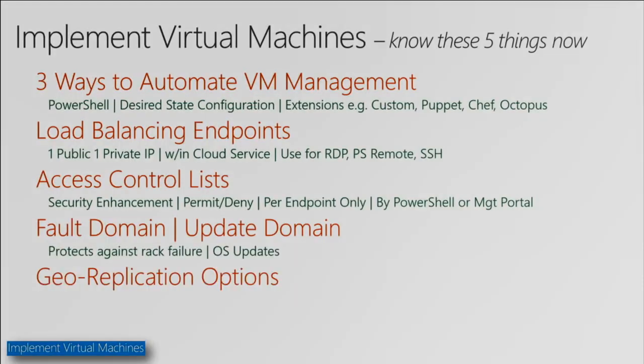Fault domains and update domains. Remember, the sort of question you'd get there is, what do they protect against? So the fault domain protects against physical hardware failure, and the update domain protects against OS updates and fabric updates underneath. It's not when you update your machines, it's when Microsoft update the machines underneath that turn your hosts off, which means they have to go off.